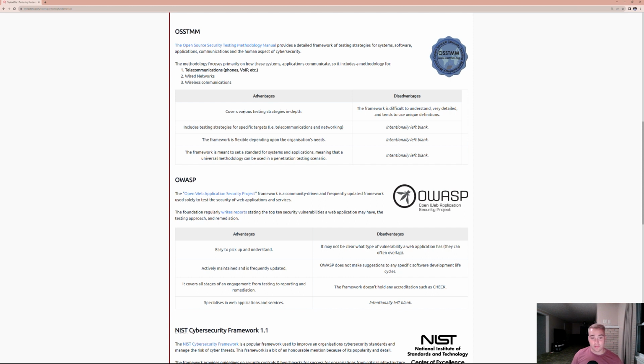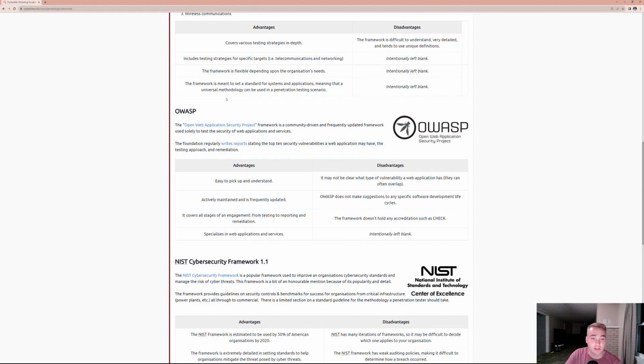It includes testing strategies for specific targets. The framework is flexible depending on the organization's needs. The framework is meant to set a standard for systems and applications, meaning that a universal methodology can be used in a penetration testing scenario. The disadvantages that you might notice are that it's a difficult framework to understand, it's extremely detailed, and it uses unique definitions that might not necessarily be used across the board by everybody else.